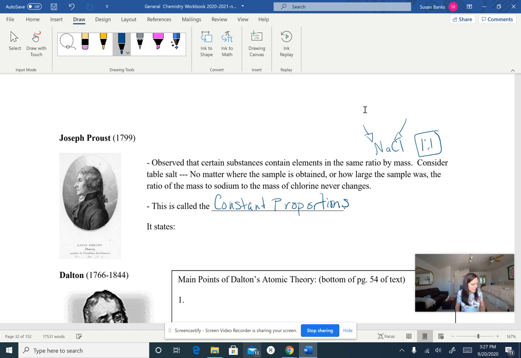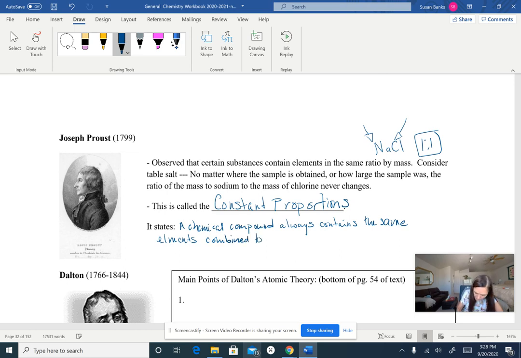Okay, so this is what this states. It says a chemical compound always contains the same elements combined together in the same proportion.